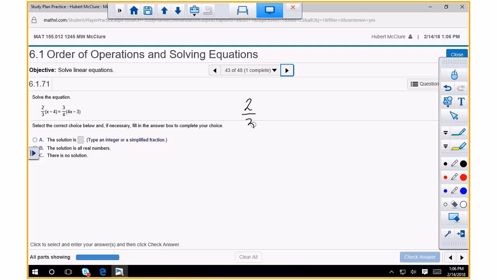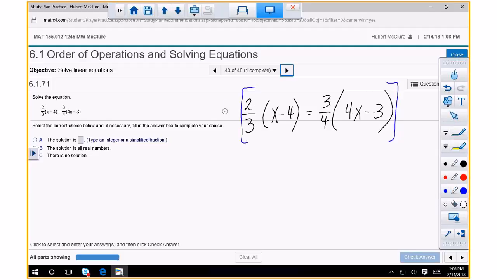Two-thirds x minus 4 equals 3/4 times 4x minus 3. What's the common denominator? 12. Now, we're only going to multiply by 2 terms because we can't touch what's in the parentheses. So, I got 2 12 over 1s. One right there. One right there.